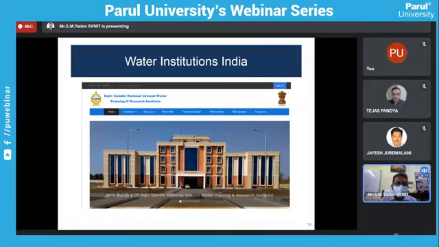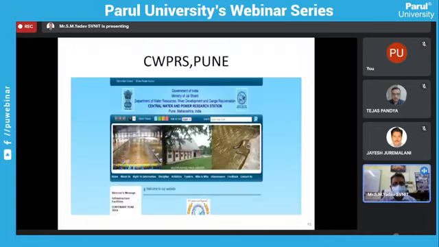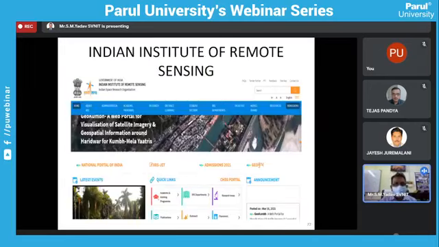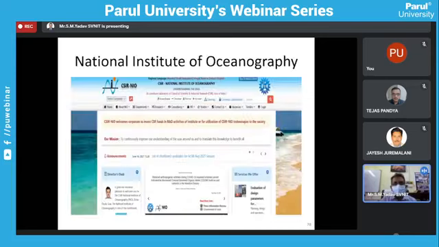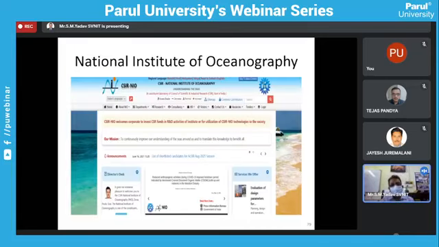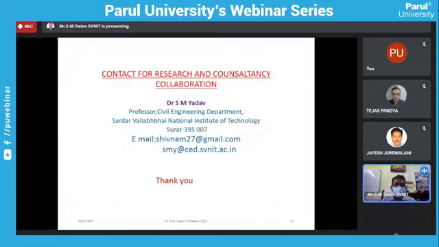As far as India is concerned, there are good training centers, that is Water Institution of India, CWRS Pune, NERI Nagpur, Indian Institute of Remote Sensing, that is Dehradun, IMD Pune, and National Institute of Oceanography. These are some of the institutes where the water resources engineer can work.